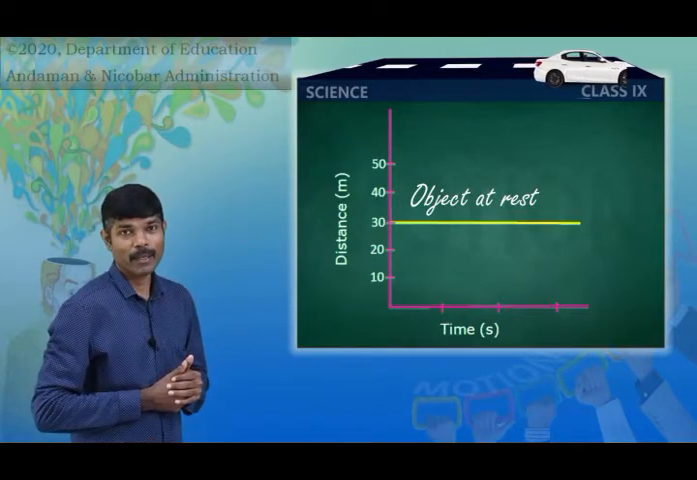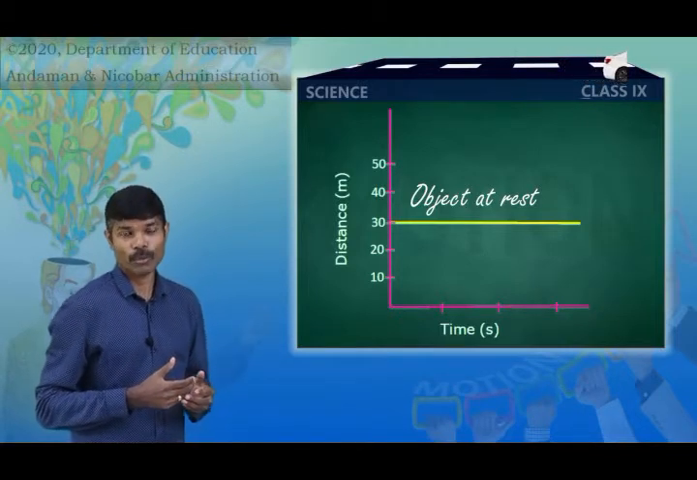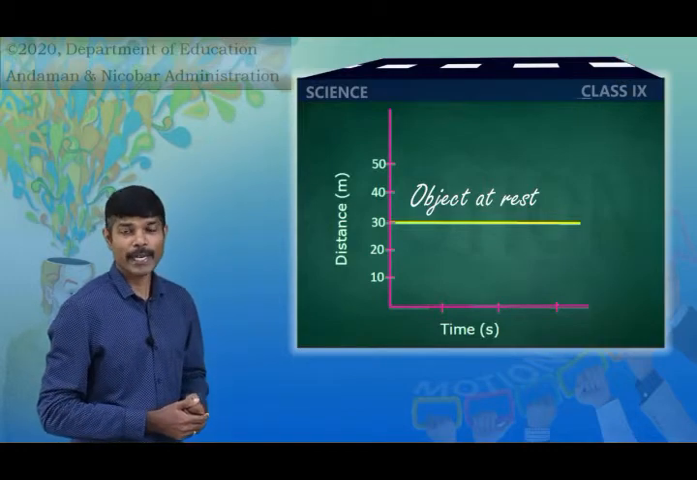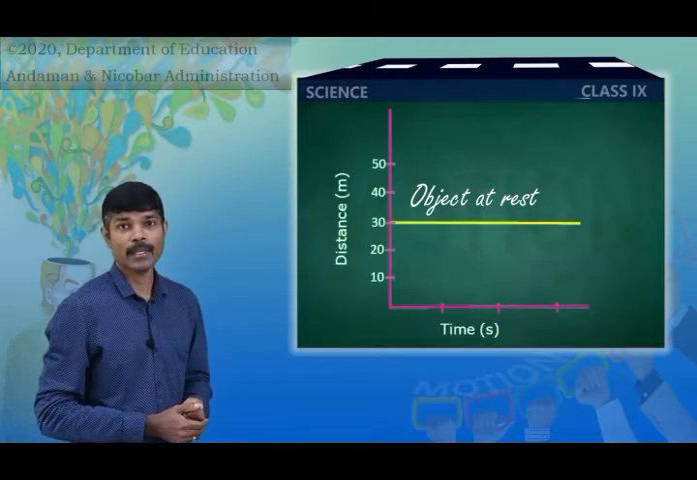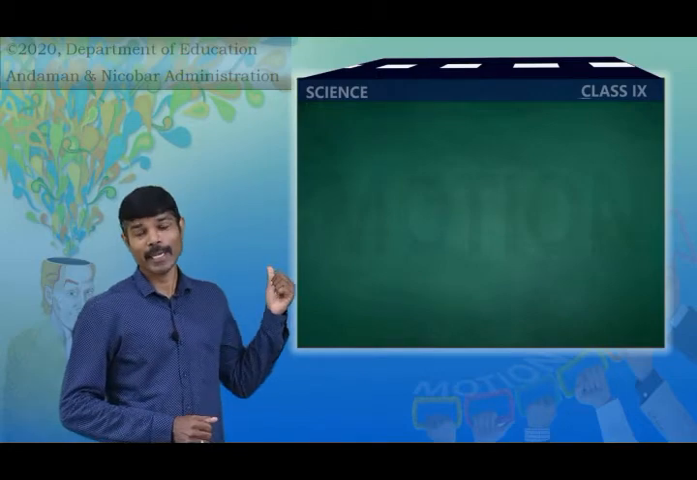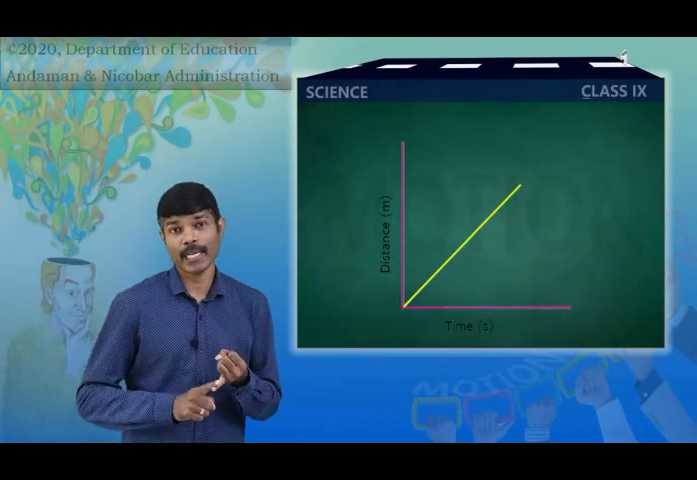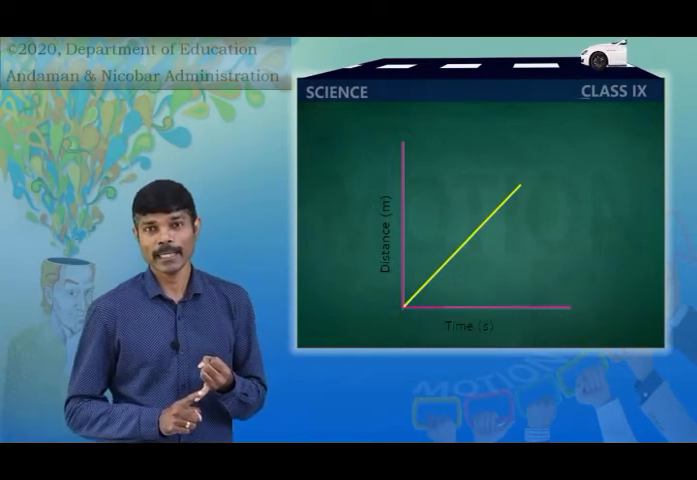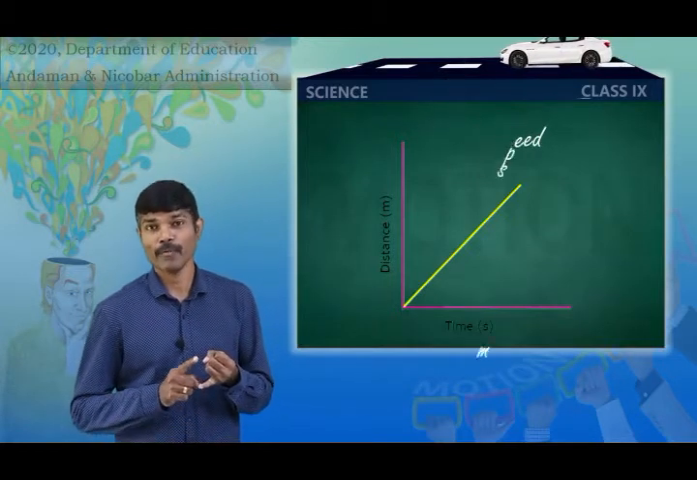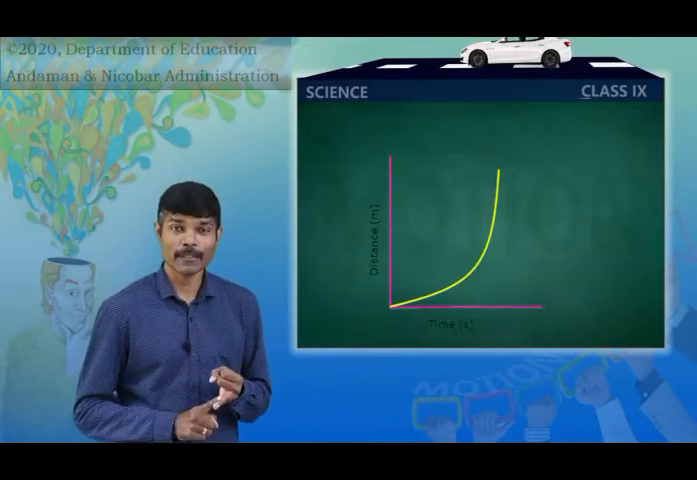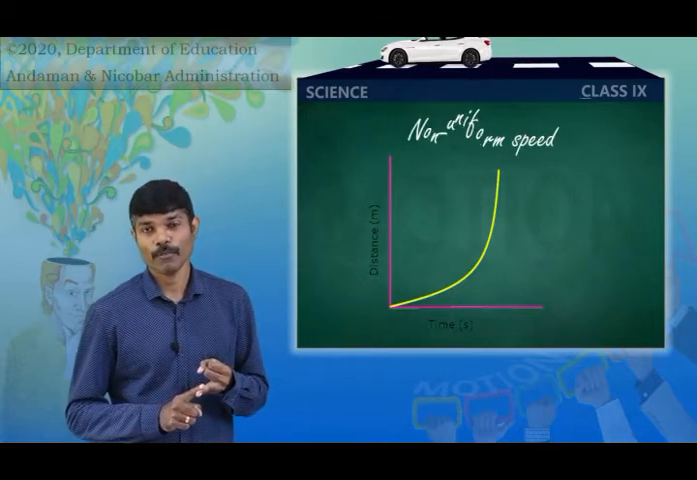Students make mistakes when they observe the graph and try to identify the different types of motion. In a distance time graph, a straight line parallel to the time axis shows that the object is at rest. From these three graphs we can understand that if the graph gives a straight line, but not parallel to the time axis, then the object is in uniform speed or uniform velocity. If the graph is curved, then the object is in non-uniform speed or non-uniform velocity.